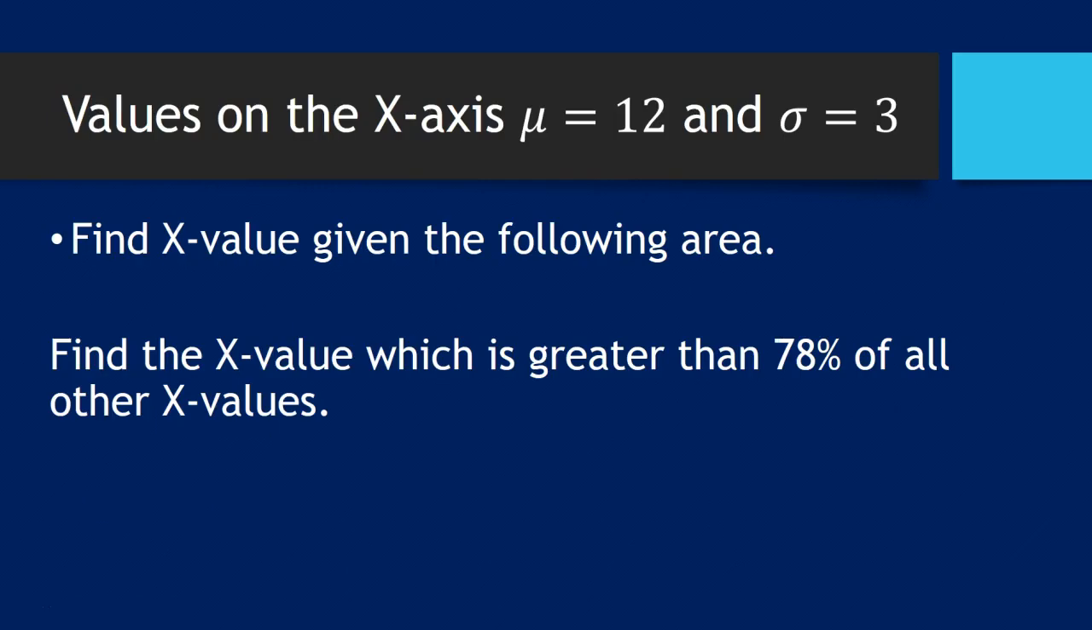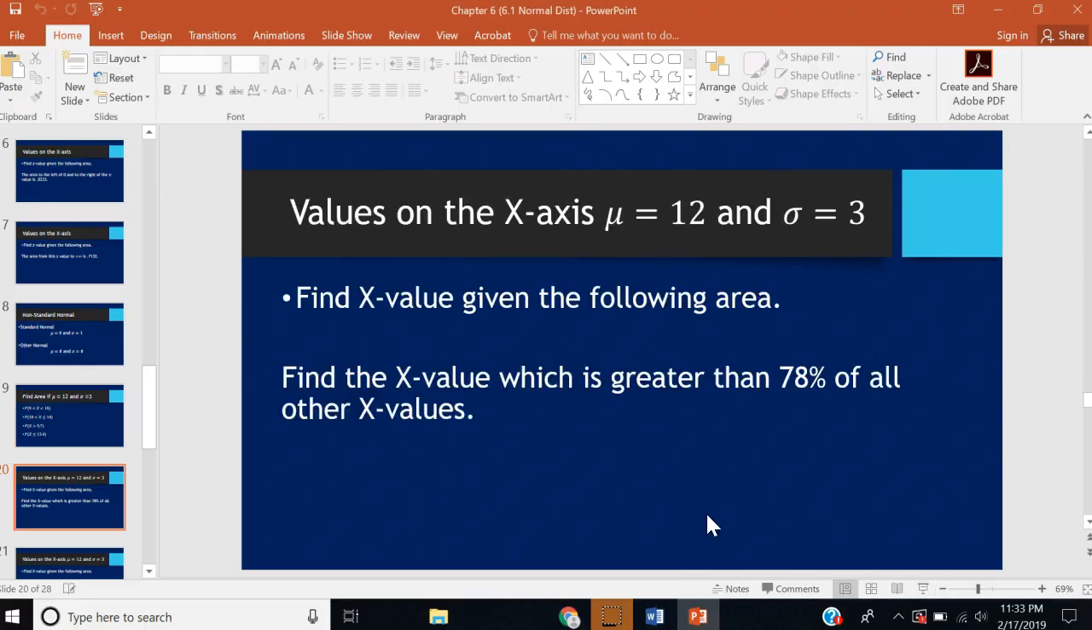Similarly, when we go and find the x values, well, these will truly be x values. So when it says find the x value which is greater than 78% of all other x values, again, we're going to use the same methodology. We're going to use inverse norm, and then area to the left, and then a mean and a standard deviation. So if I have a mean of 12 and a standard deviation of 3, all I need to do is use area to the left, meaning from negative infinity up to whatever value I'm looking for, and then my mean and my standard deviation. Let's go ahead and do that.